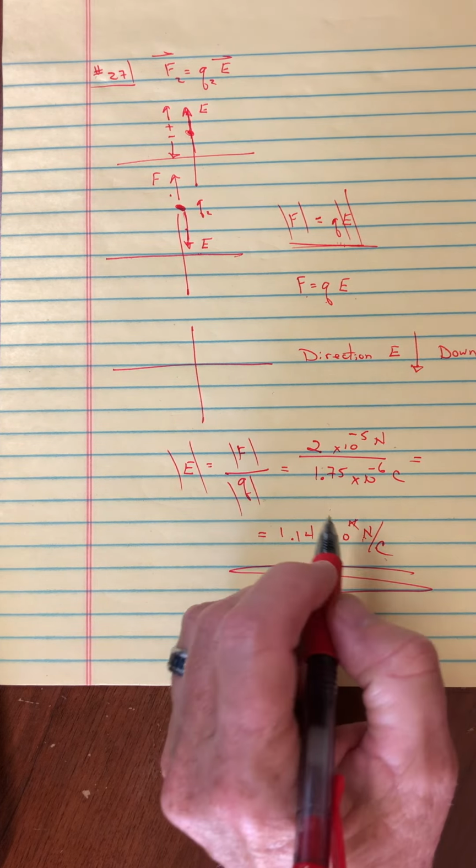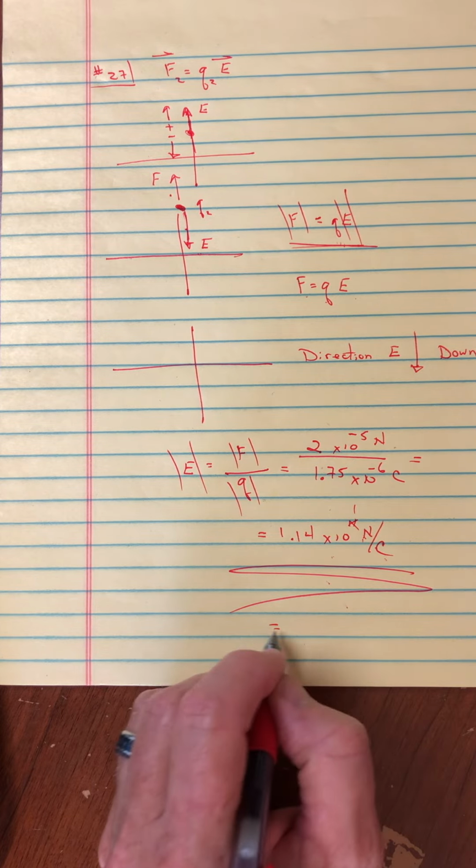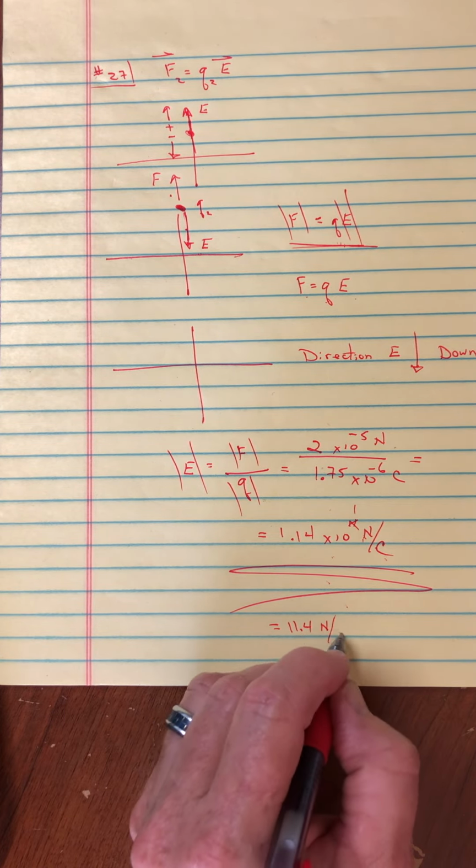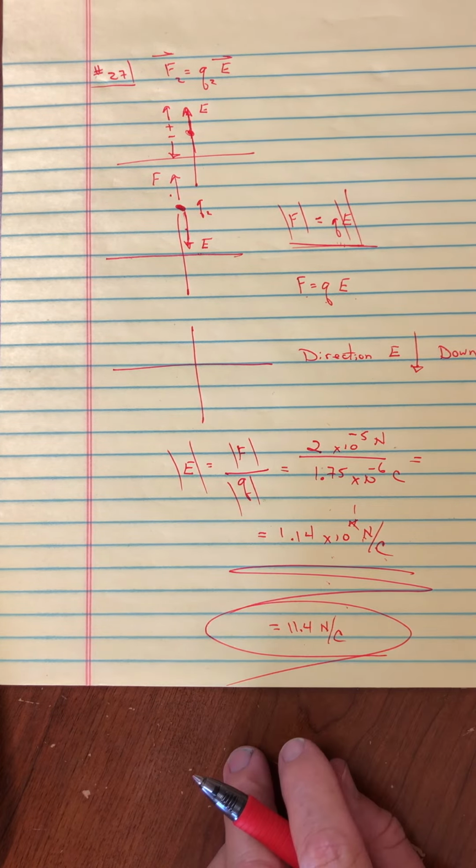So that would change that by a 10, so that'd be a 1, and so this would be 11.4 newtons per coulomb. Okay, so yeah, I should stop looking at this printed one. This is not the first time it got me into trouble.